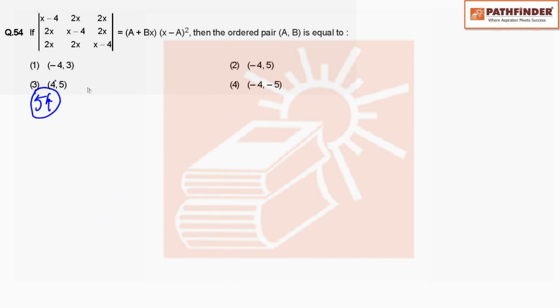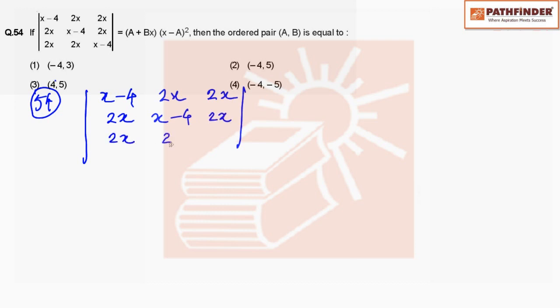Now the next question is question number 54, which is a determinant. They are saying x minus 4, 2x, 2x; 2x, x minus 4, 2x; 2x, 2x, x minus 4, equal to (a plus bx) into (x minus a) whole square.